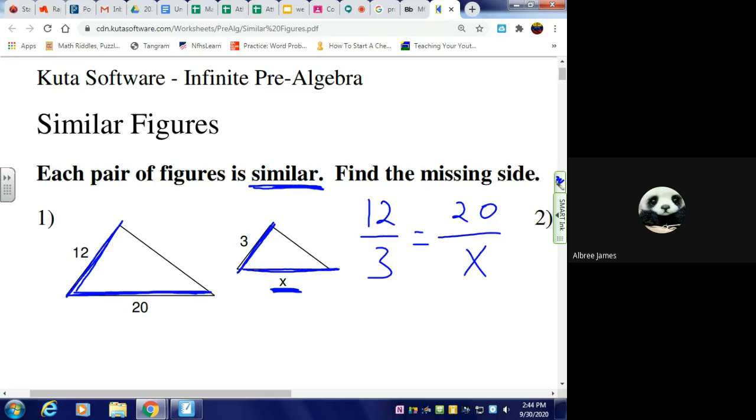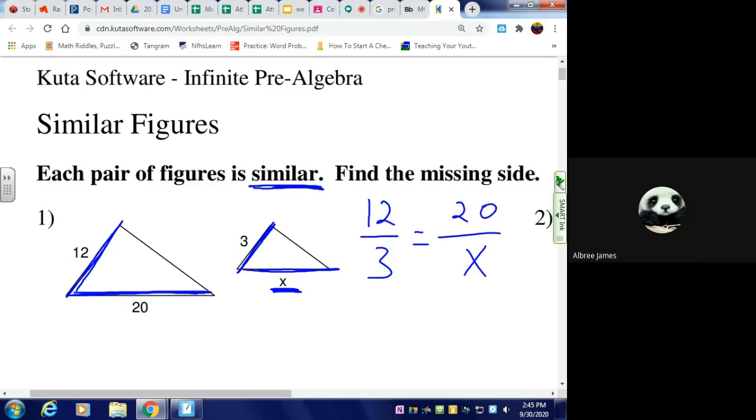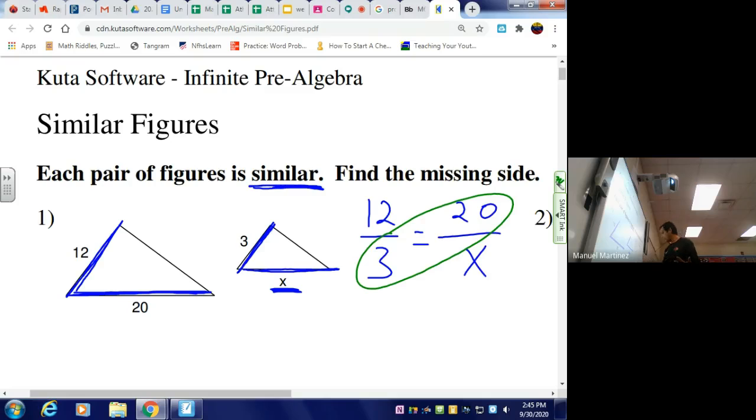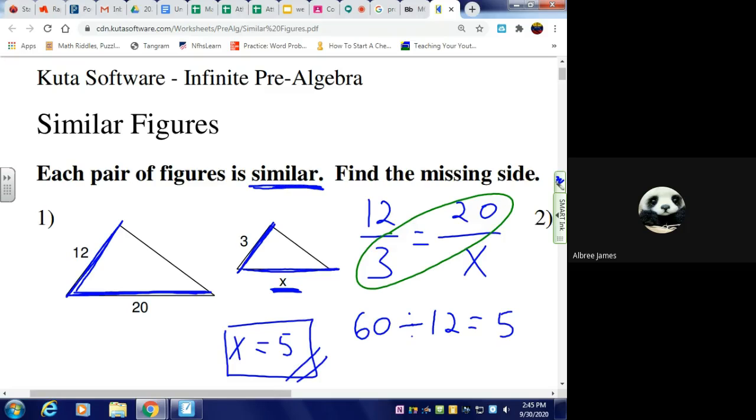Everybody? Yes, sir. So now what? What she did was multiply these two, 3 times 20, you get 60, and then you divide that by the other number in the proportion, which is 12. And that's 5. So x equals 5. That's your answer. Any questions? No, sir.